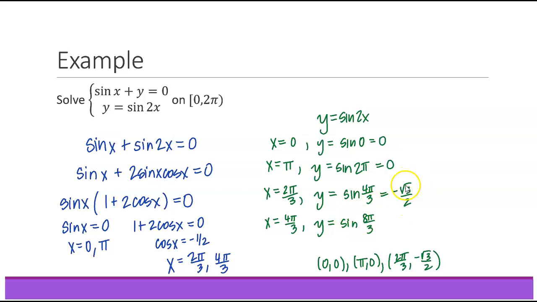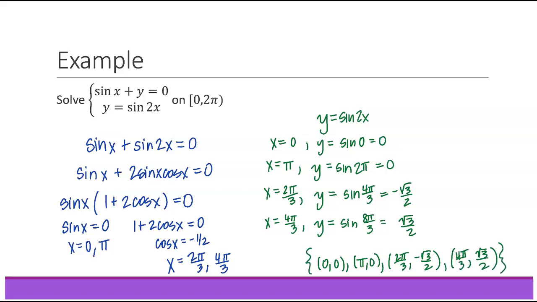So we already know it's going to be either positive or negative radical 3 over 2, because that's the reference angle, right? Sine of pi over 3, we should know, is rad 3 over 2. So it's just a matter of finding out if it's positive or negative, depending on where this angle is. And 8 pi over 3 is in quadrant 2, where sine is positive. So we get positive rad 3 over 2. That corresponds to 4 pi over 3. So our fourth answer is 4 pi over 3, positive radical 3 over 2.